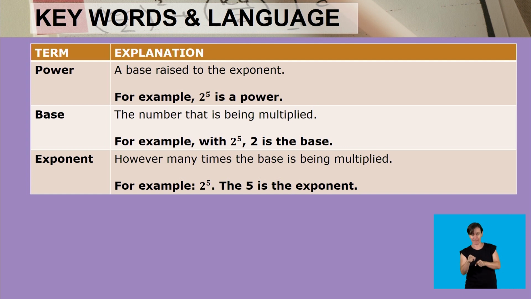Then we have a base, which is the number that is being multiplied. So for example, with again our power of 2 exponent 5, then the 2 is the base. And then we have the exponent, which is how many times the base is being multiplied. So for example, 2 exponent 5, then there the 5 is the exponent.